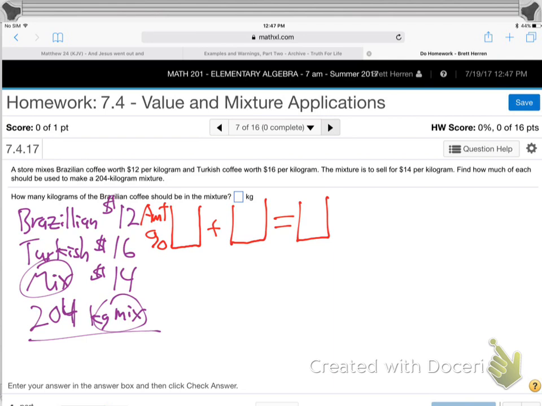Oh yeah, we don't have percentages on this one. So who's going to play the role of the percentages? That's the money. Because percentage is like strength level, right? It was orange juice strength level. This time it's monetary worth, right? How strong the Brazilian coffee is, the Turkish coffee, and the mixture. That's like the percent. So put the money at the bottom and the amounts at the top.